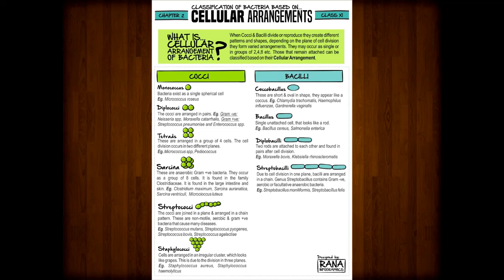Streptobacilli. Due to cell division in one plane, bacilli are arranged in a chain. Genus Streptobacillus contains gram-negative aerobic or facultative anaerobic bacteria. And lastly, we have the Palisades. After cell division, the bacilli bend and therefore are arranged in a palisade or fence-like structure.